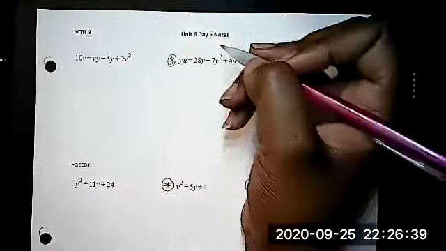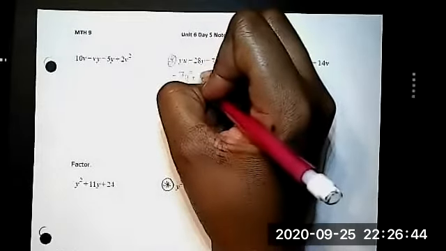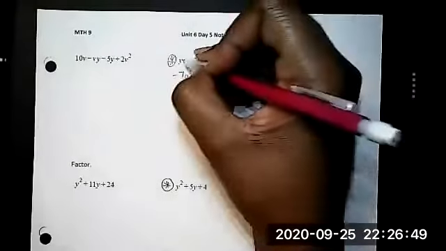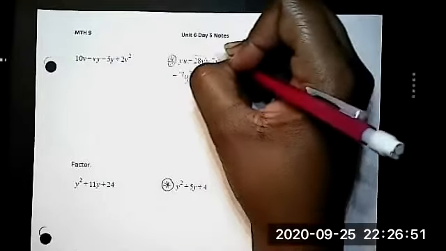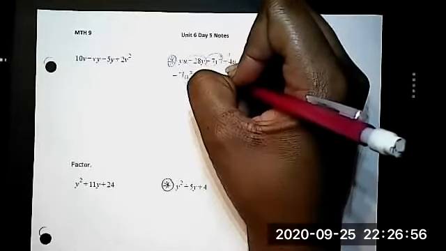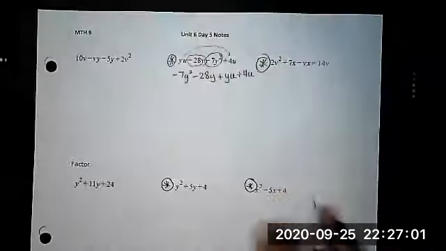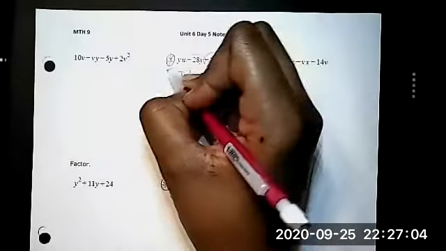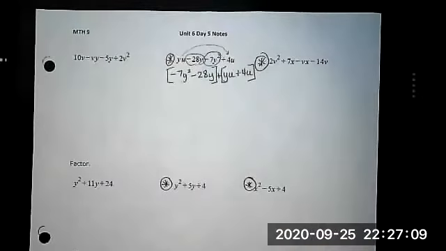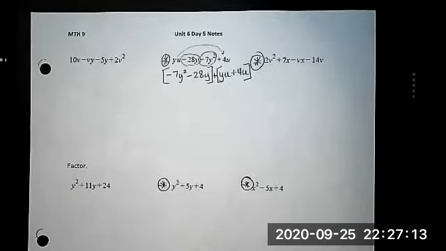I'm going to make it so that it's going to be -7y squared minus 28y, and then I put these together, the y's together, and I'm going to put this over here with the u. So I'm going to say plus yu plus 4u. Okay, so basically I grouped the y's together, and then I grouped the ones with the u's together. Okay, because then that's going to make it so that it works out with the factoring by grouping.